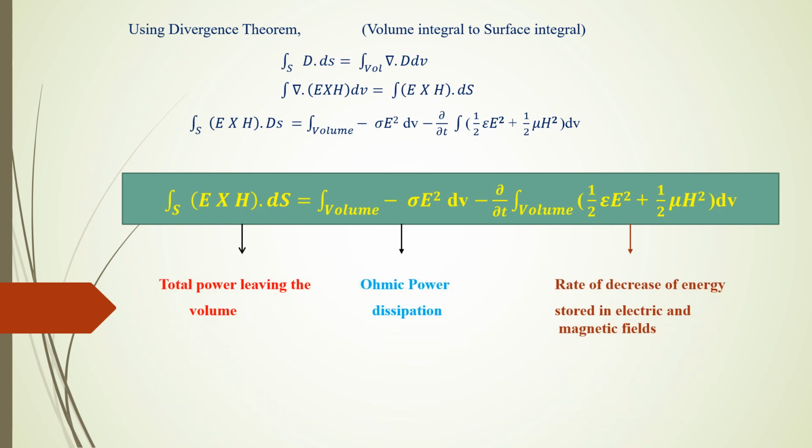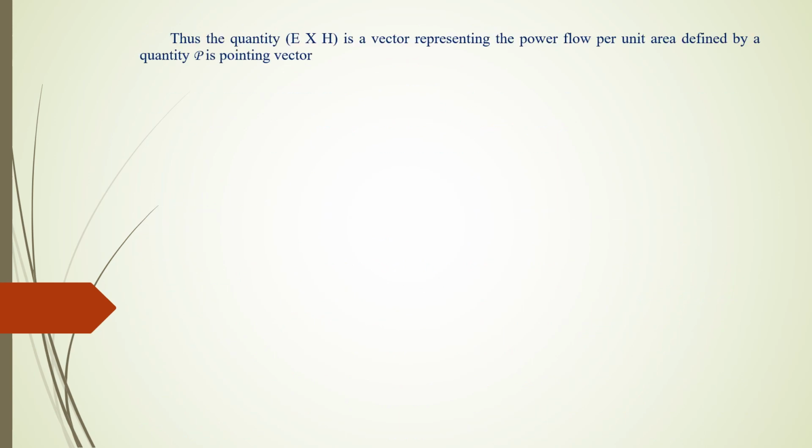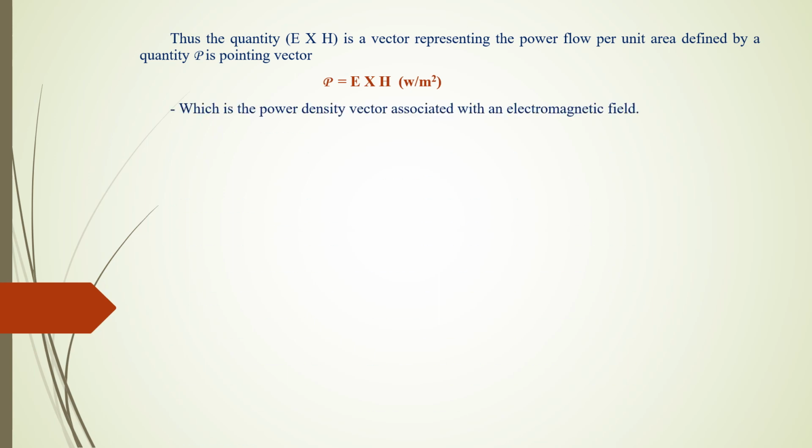So the left term represents total power leaving the volume, the next one is ohmic power dissipation, and the last term is the rate of decrease of energy stored in the electric field. To be consistent with the law of conservation of energy, this must equal the power leaving the volume through its surface. Therefore, the quantity E×H is a vector representing the power flow per unit area, defined by the quantity P, the Poynting vector. So P equals E×H, in watts per meter square.